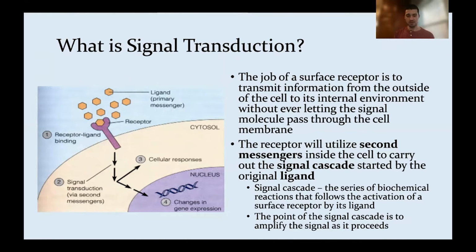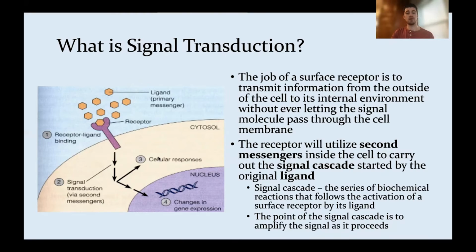At the bottom of the screen, to define it, a signal cascade is the series of biochemical reactions that follow the activation of a surface receptor by its ligand. The point of the signal cascade is to amplify the signal as it proceeds. If we look at the diagram to the left and go in order, we have 1, the receptor ligand binding, which starts the signal. 2, signal transduction via the secondary messengers, whatever that secondary messenger may be. We'll talk a little bit about it in a couple of minutes. If it's a G protein, for example, then that receptor is going to mobilize that G protein, and it's going to start its effect throughout the cell, which is 3, the cellular response.